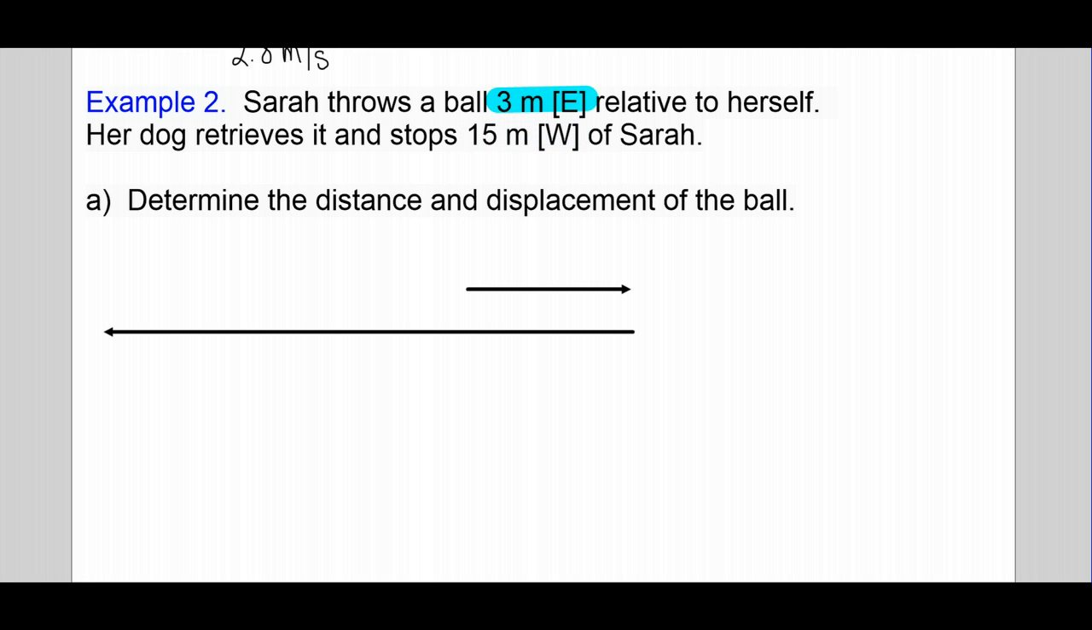I should use the same color for my given information. So given, and so what we're doing is we're tracking the path of the ball. So Sarah throws a ball 3 meters east relative to herself, then her dog grabs it, brings it back 15 meters west of Sarah. So the best thing to do with these is to try and, again, visualize what's happening here. What we're trying to find is the distance the ball traveled and the displacement that the ball traveled.